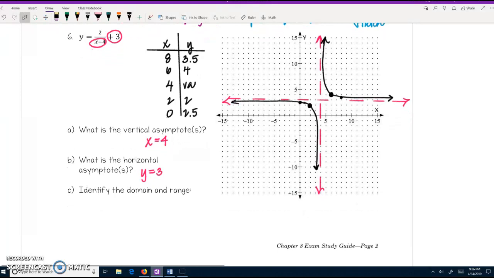Then the last thing we need is to identify the domain and range. So my domain is just that my x values cannot be 4. My range is that my y values cannot be 3.